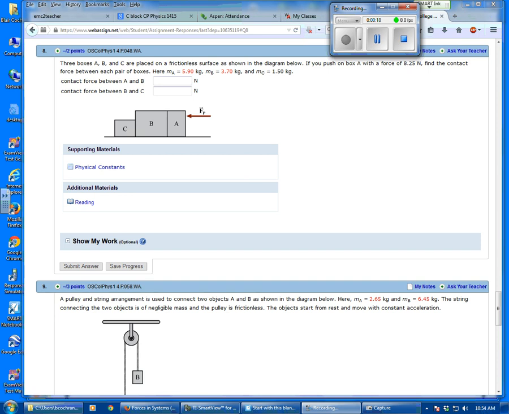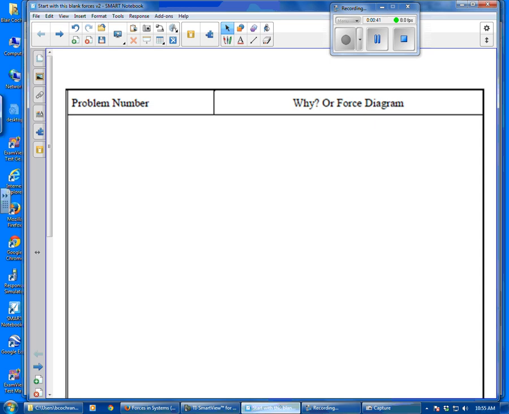So, how many force diagrams do you need for number 8? Nope. 1 would get you about 2 out of 10. 4. You need 4 force diagrams. You're ready. You're on top of it. Excellent job. So, we're going to do number 8.